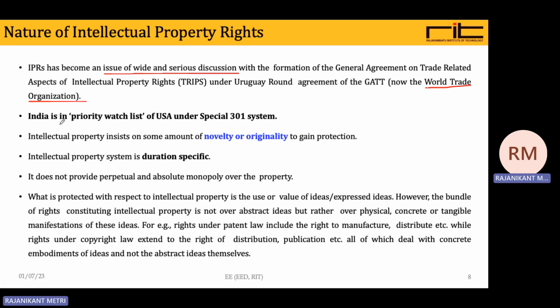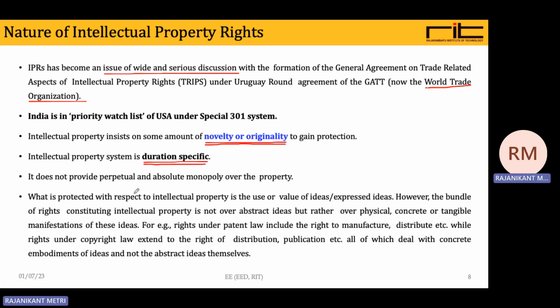Talking about our nation, India is in the priority watch list of the USA under the Special 301 system, and it insists on some amount of novelty or originality. This is very important. IPR is given to ideas which have novelty or originality to gain the protection. The intellectual property protection system is duration specific. Already I told that this is not lifetime or eternal. It is duration specific. We'll see what the durations are for different points.